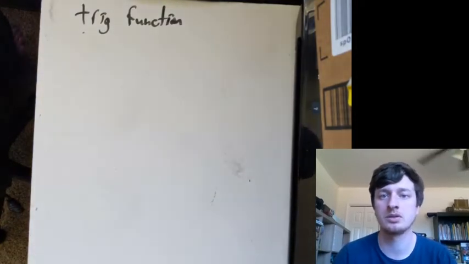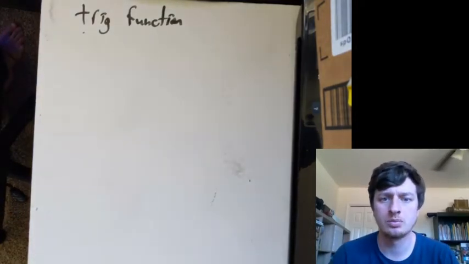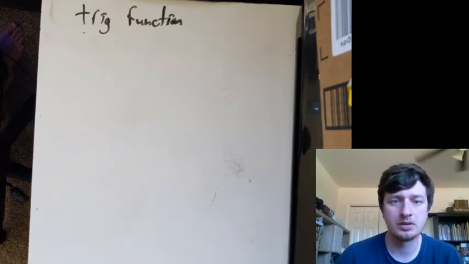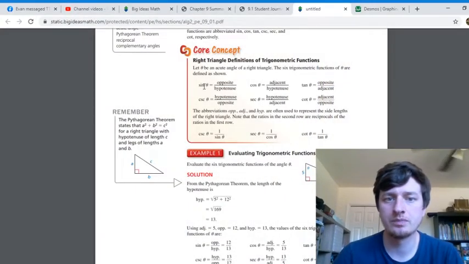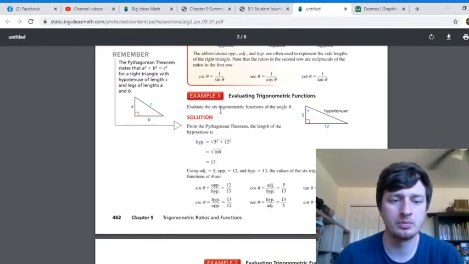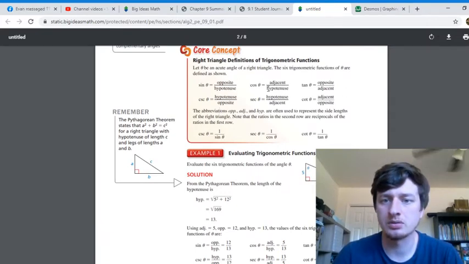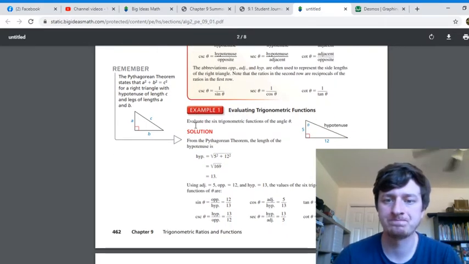Okay, so if we go back to the screen, here's our book. Now, if there's some extra ones, we'll add these in a minute. But you can see here, this is in your textbook on page 462. You can see sine, cosine, and tangent. Okay. And we'll talk about cosecant and all those things.